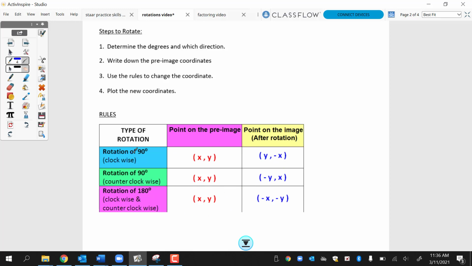So our options are we can rotate 90 clockwise, we can rotate 90 counterclockwise, or we can rotate 180 degrees either way, because when you turn 180, it is the same clockwise and counterclockwise, okay? So everybody starts out with our points. After we rotate 90 degrees, the coordinates change like this. So you switch the order.